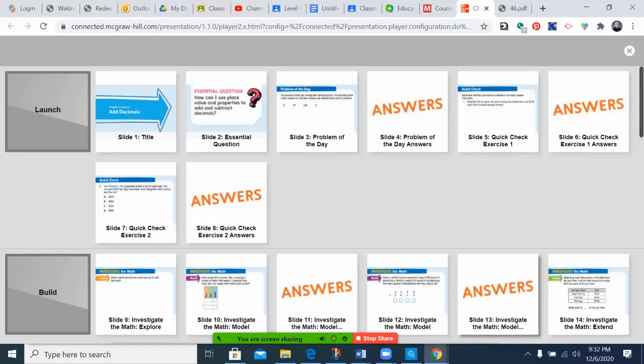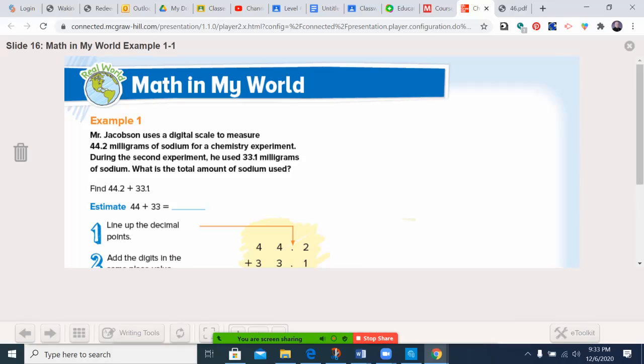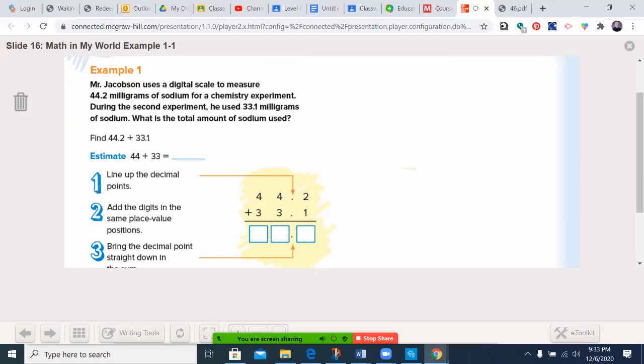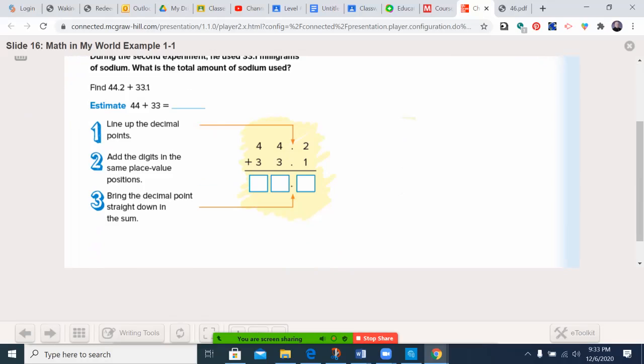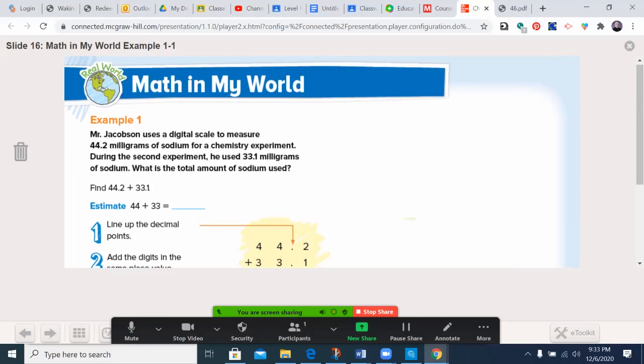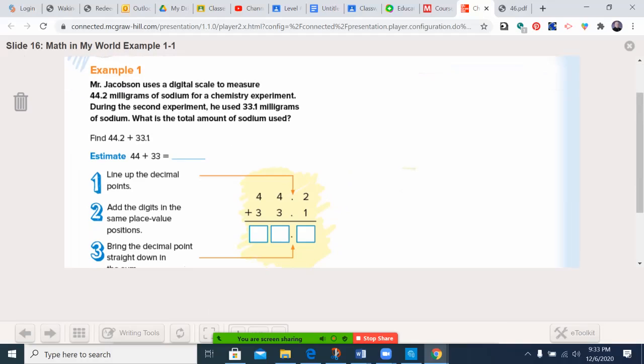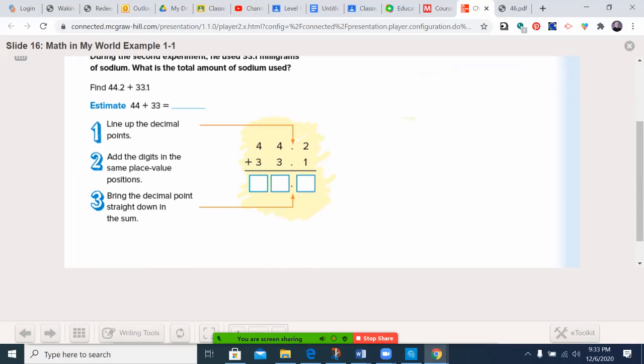So let's go ahead and get in our book on page 335, where it says Math in My World, Example 1. Remember, you are expected to fill this in as we go. And our first problem is: Mr. Jacobson uses a digital scale to measure 44.2 milligrams of sodium for a chemistry experiment. During the second experiment, he used 33.1 milligrams of sodium. What is the total amount of sodium used?